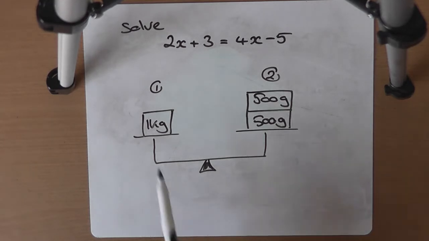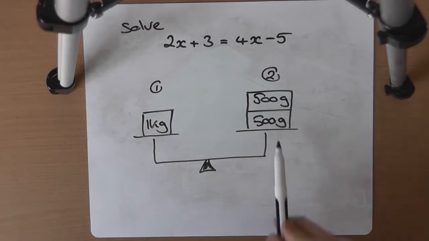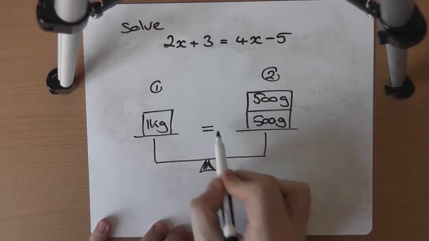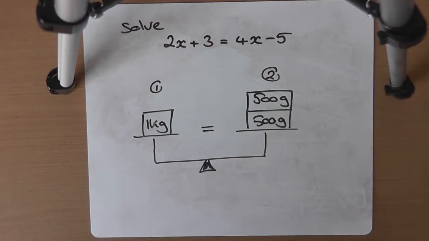Well, these two scales are currently balanced. That means the weight on the left-hand side of the scales and the weight on the right-hand side are the same. They are, in fact, equal, if you like. So what we are going to do is use all of that information about the scales to draw a picture that will help us work out the answer to this question.